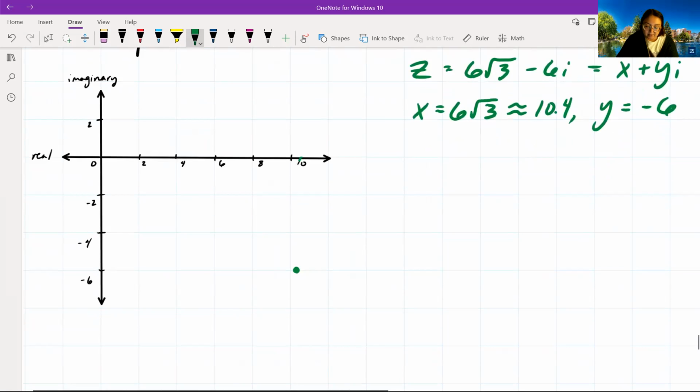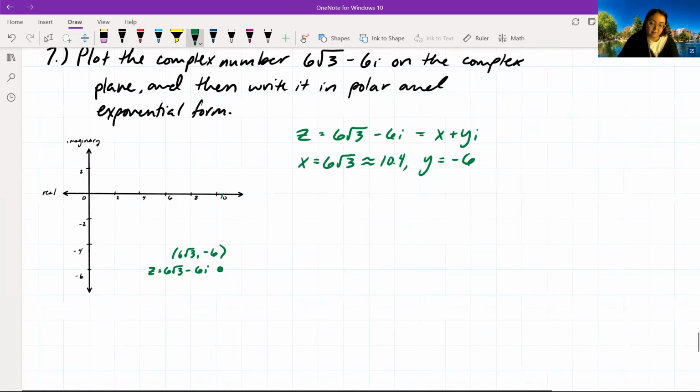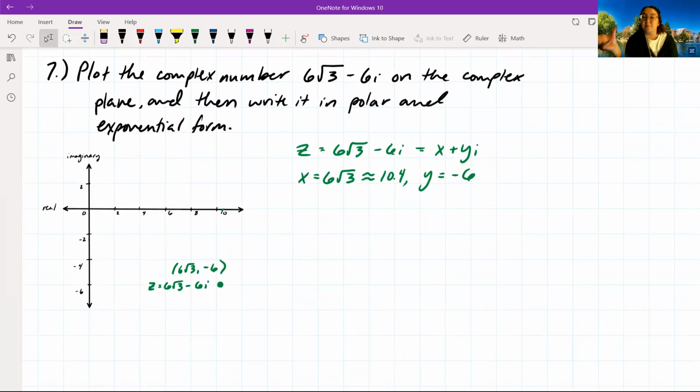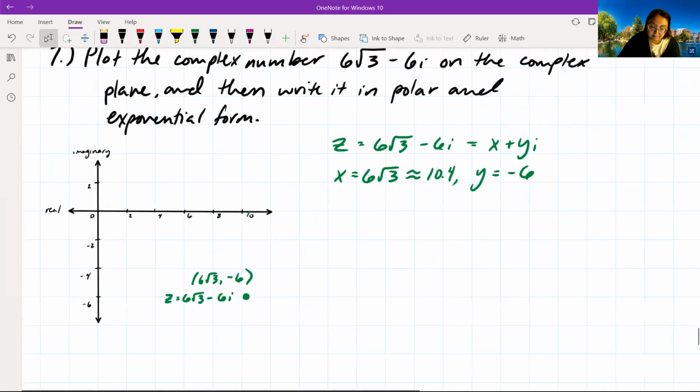And there we have it. There is our point. Remember, this is the point 6 times the square root of 3, -6. Or as we recognize it in our form of z, we have z is equal to 6 times the square root of 3 minus 6i. So that is this point here. So we plotted our point. Now we want to write this equation in polar and exponential form.